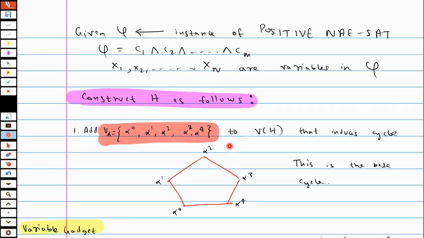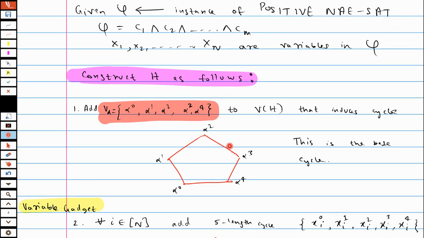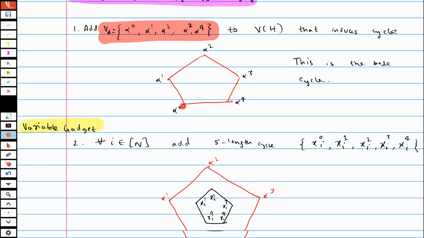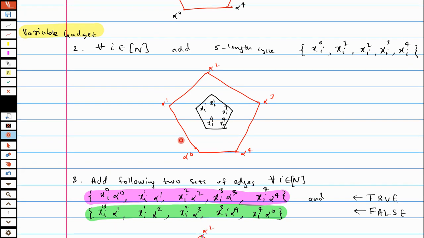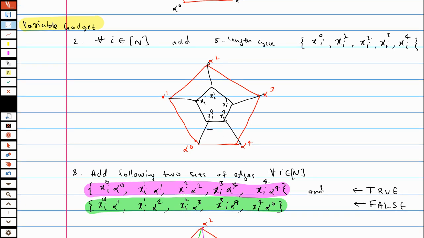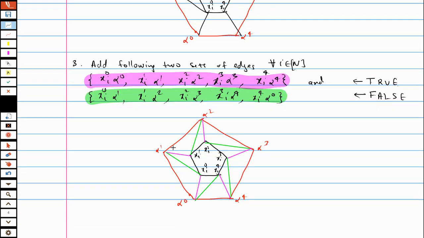Now we have our variable gadget. For each variable in the CNF formula, we add another C5 cycle with vertices xi0 till xi4. This is a variable gadget. Then we'll add two types of edges. The first are direct edges that connect xi p to alpha p. The other set are cross edges. I've denoted the same here: the magenta edges are the direct edges, and the green edges are the crossing edges.